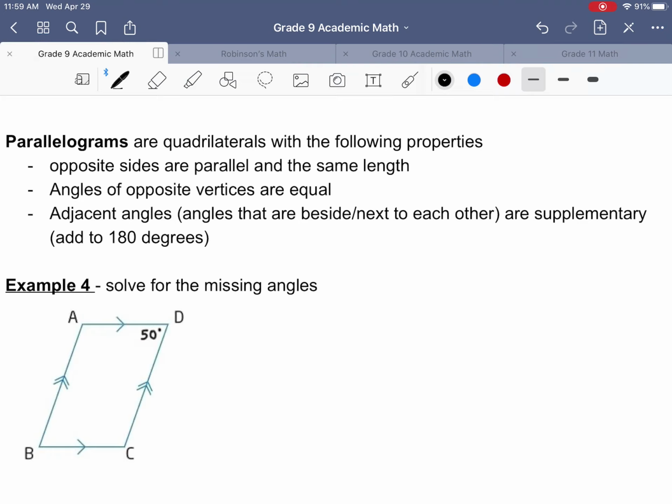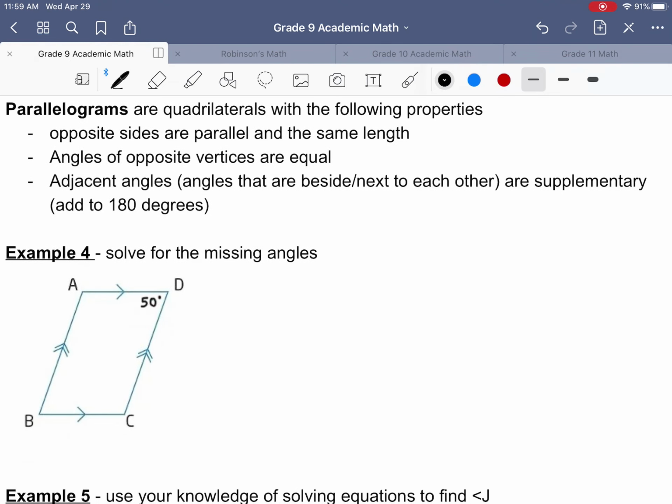So we're going to take a look at our parallelogram below, and we are going to solve for our missing angles A, B, and C based on the given information there from angle D. We are told that angle D is 50 degrees, and we know that angles of opposite vertices are equal. So this tells us that angle B is also 50 degrees. Now we still have to find angles A and C.